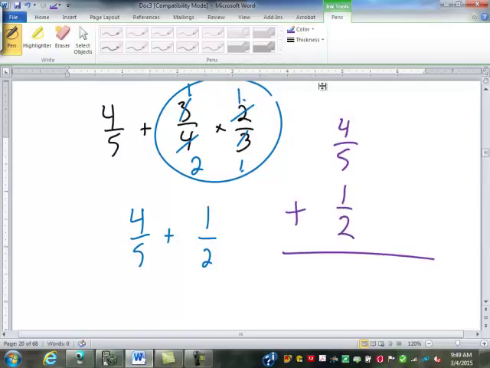Common denominator shall be 10. 2 times 5, so 1 times 5 is 5. 5 times 2, so 4 times 2 is 8. 8 plus 5 is 13/10, or 1 3/10.